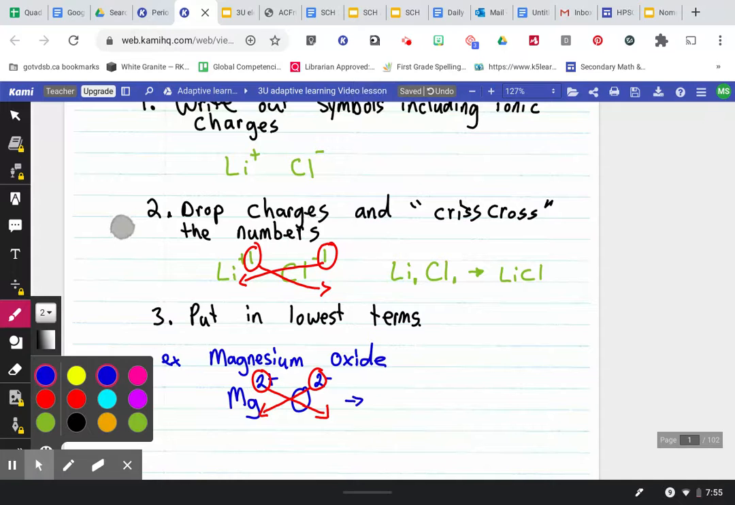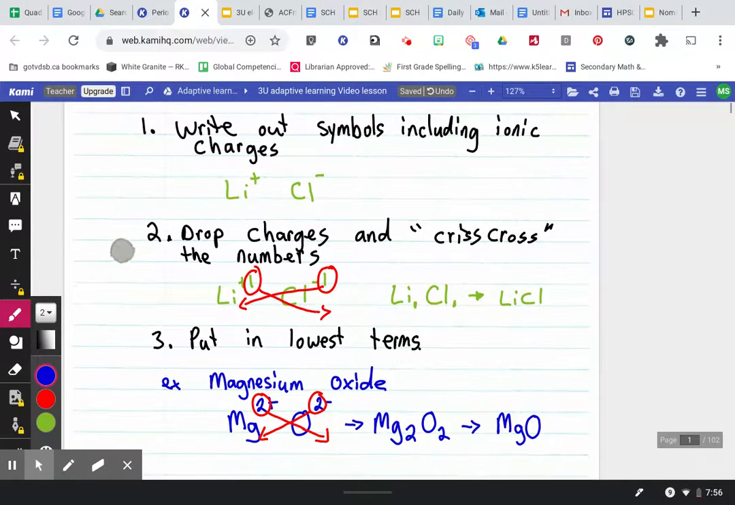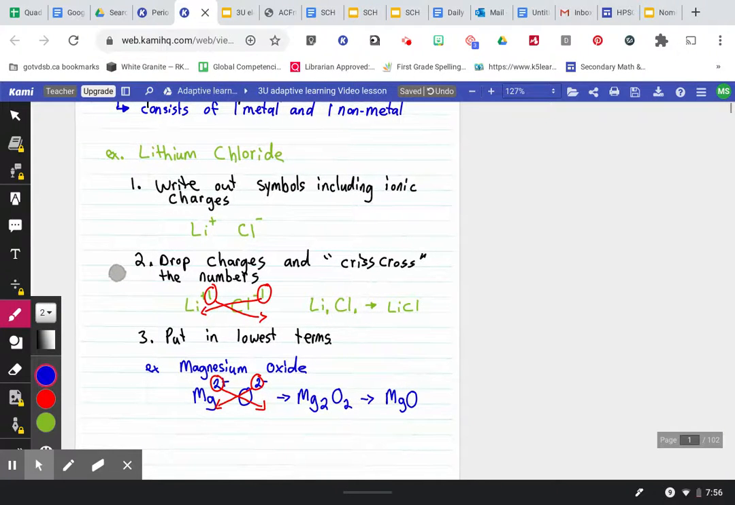So we end up with Mg2O2. So when we say put it in lowest terms, if we can divide all of the subscripts by the same number, we're not in lowest terms. So we have 2 magnesiums and 2 oxygens. So we can put that in lowest terms, and that becomes MgO. Okay, so this is just a brief lesson on how to use our crisscross method to determine our formulas.